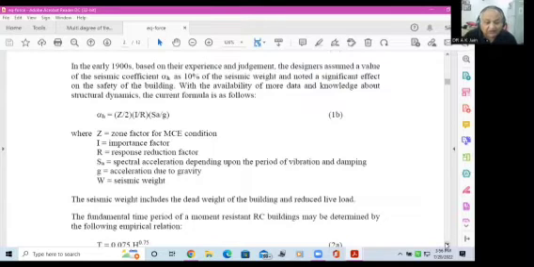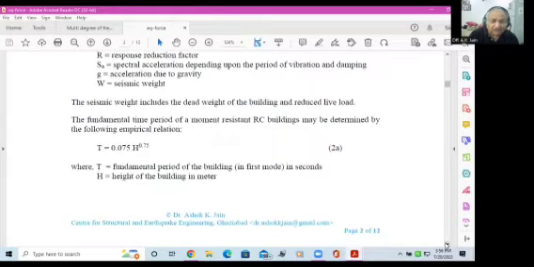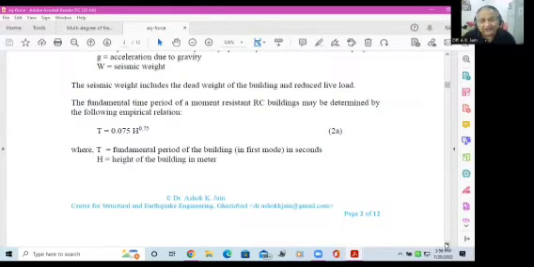Now, seismic weight includes the dead weight of the building and reduced live load. We don't take full live load. We assume that during a severe earthquake, the probability of having maximum live load also is very rare. Therefore, keeping in view the frequency of occurrence of an earthquake at a given location, we try to economize and say that we will take the full dead weight of the building and part live load, known as reduced live load, on the building in our calculations for the design earthquake force.